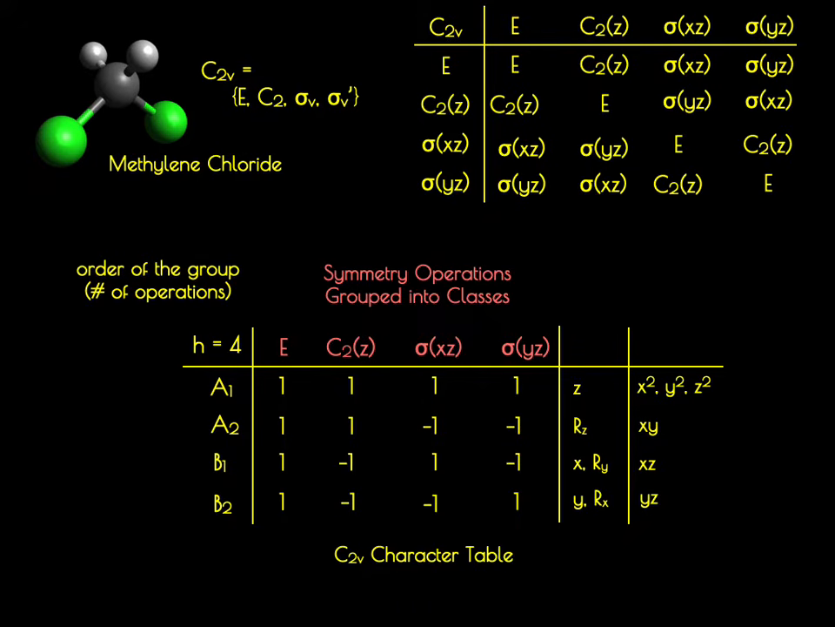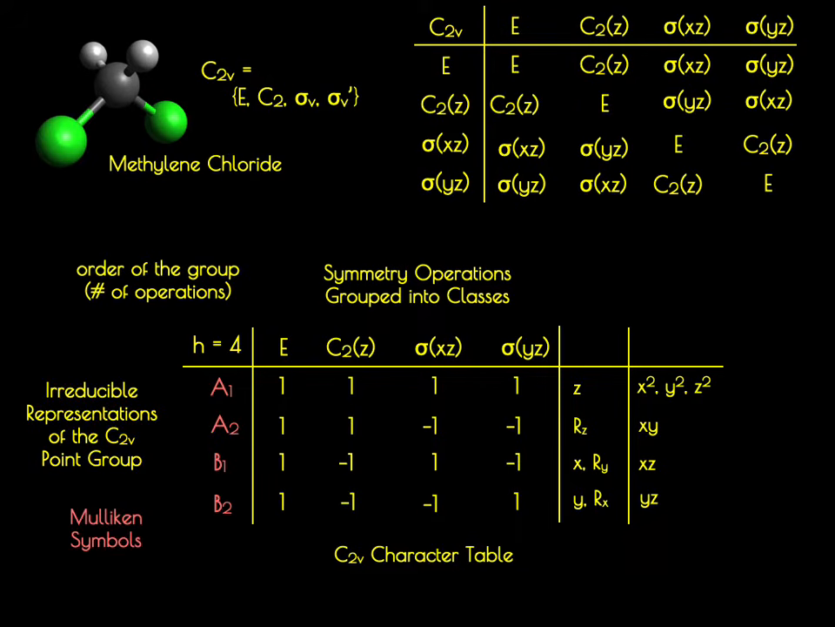Each row contains an irreducible representation of the C2V point group. In a few minutes, we'll define what an irreducible representation is. Each irreducible representation is labeled with a Mulliken symbol that tells us something about the symmetry of that irreducible representation. The irreducible representations are specified using characters, which are symbolized with the Greek letter chi. When we go through and define an irreducible representation, we'll also be defining the concept of a character.